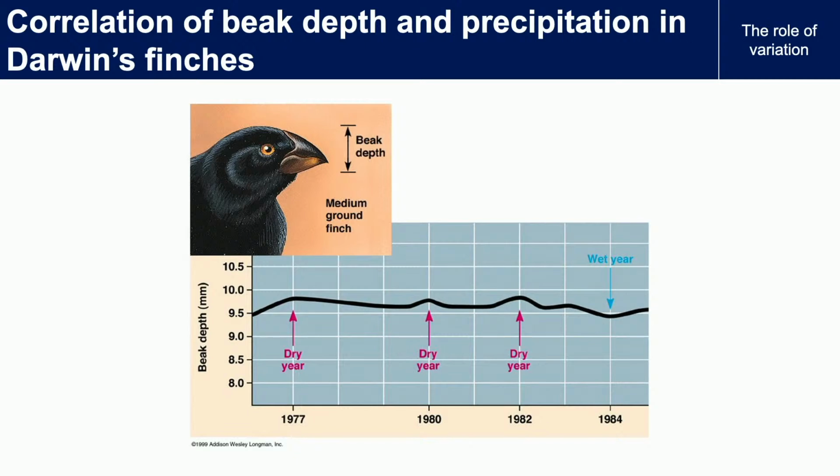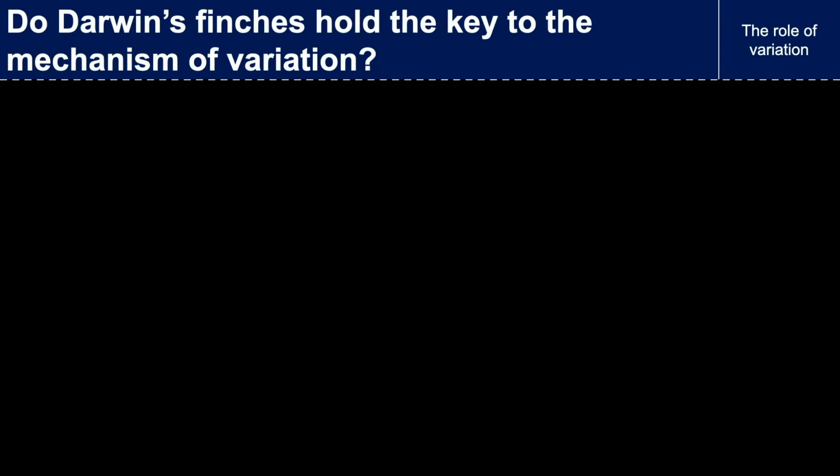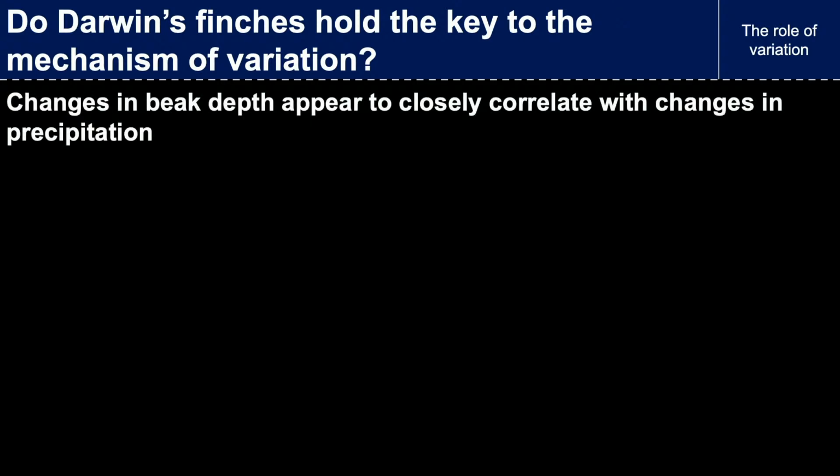And what's been interesting is that studies have been done since back in the mid-70s, and when there's a dry year, the population's beak depth is greater. And then it kind of goes back to normal. Another dry year, it peaks again, same thing. And then a wet year, it goes the opposite direction. So the beak depth varies with the precipitation in their climate. Very closely. There's a very close match. So that begs the question, what's going on here? And does that hold the key to variation? The beak variation is happening, and it seems to be closely tracking with the environment, and precipitation specifically.